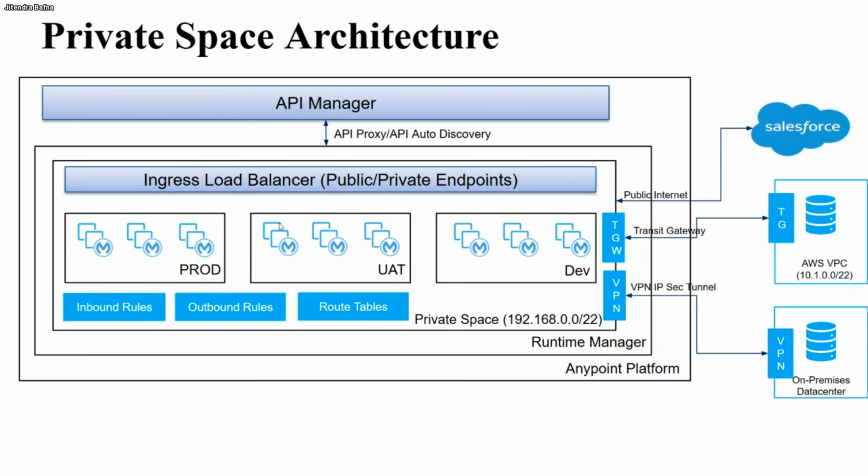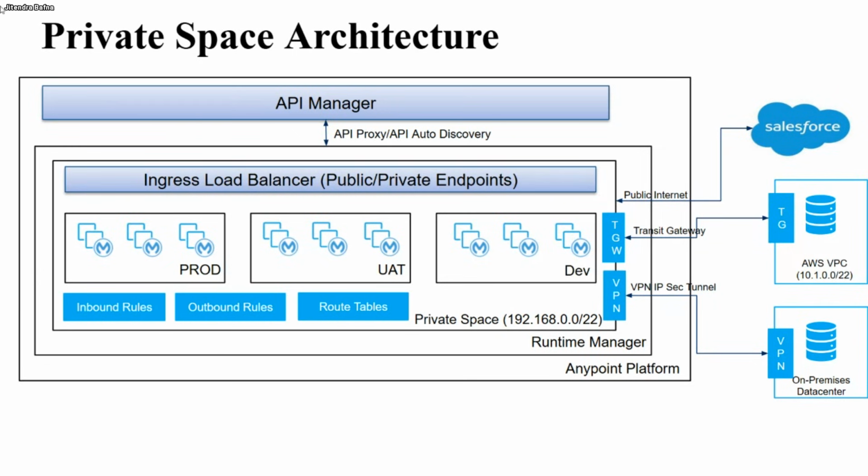Now one question: generally it is recommended to create one private space for non-prod and one private space for prod, but you can create a single private space and map all the environments to that particular private space. That is also possible. But the recommendation is always to segregate your production and non-production environments. That is the best way, right?